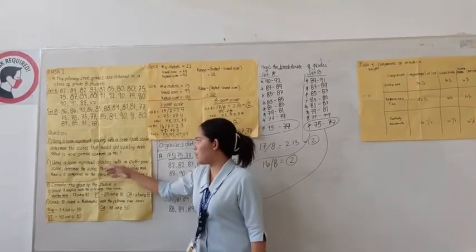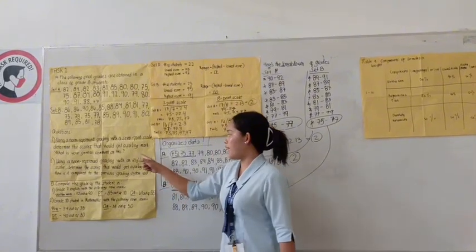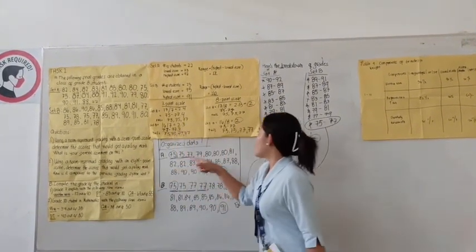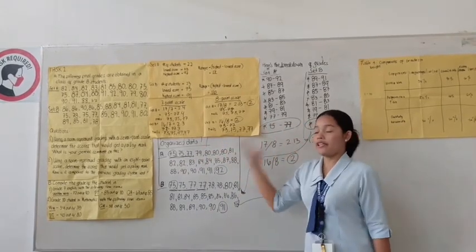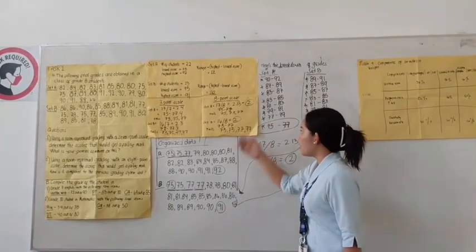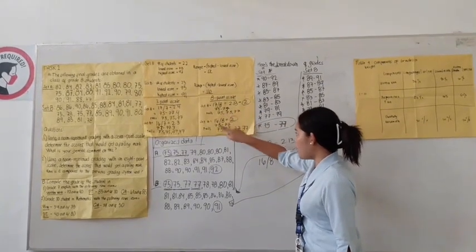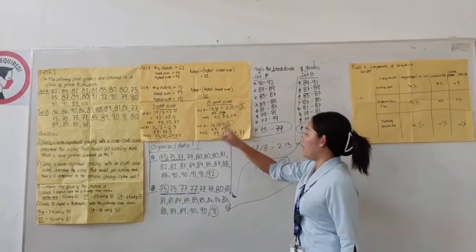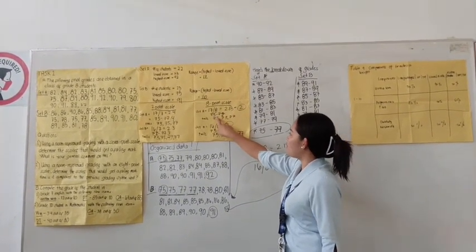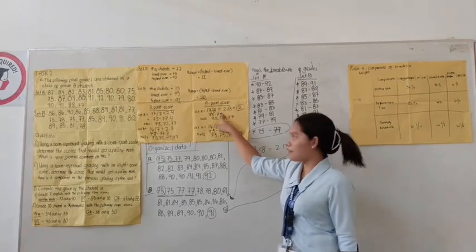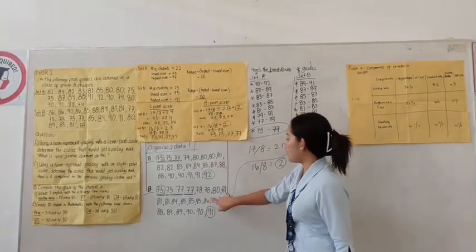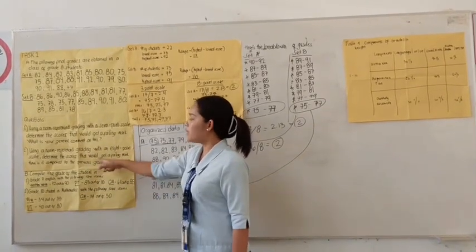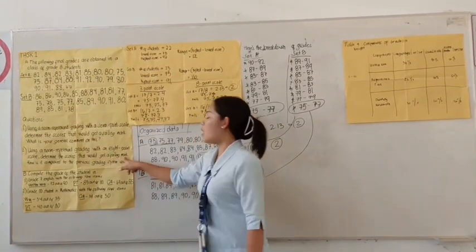For number 2, using a non-reference grading with an 8-point scale, determine the scores that will get a failing mark. So the same steps. For set A, with the use of the 8-point scale, we determine that 75 to 77 are failing marks.